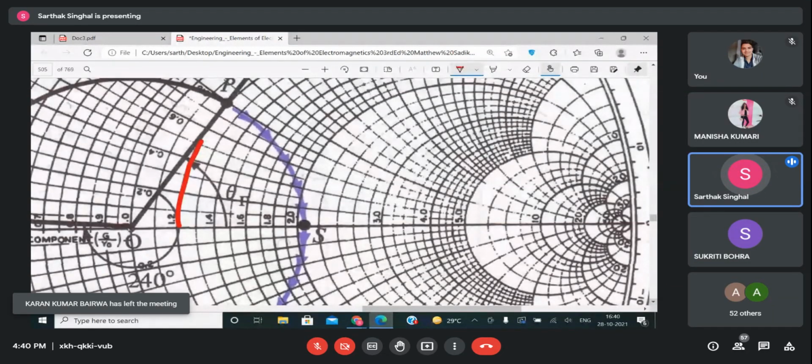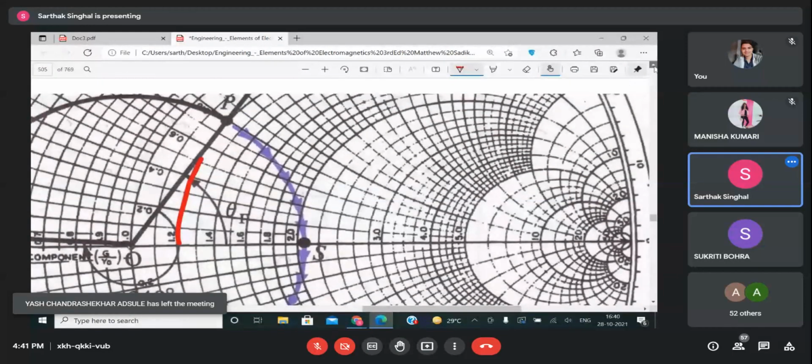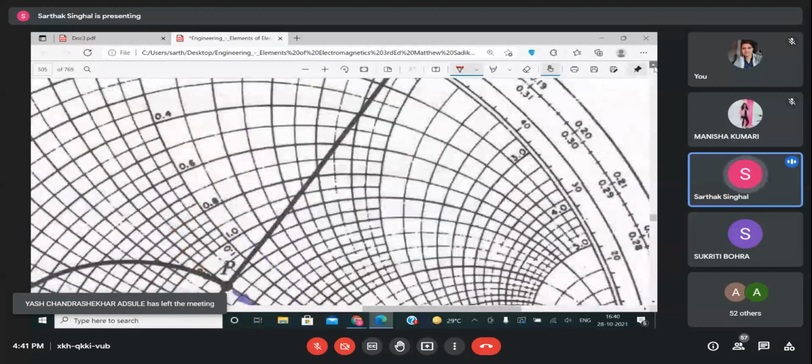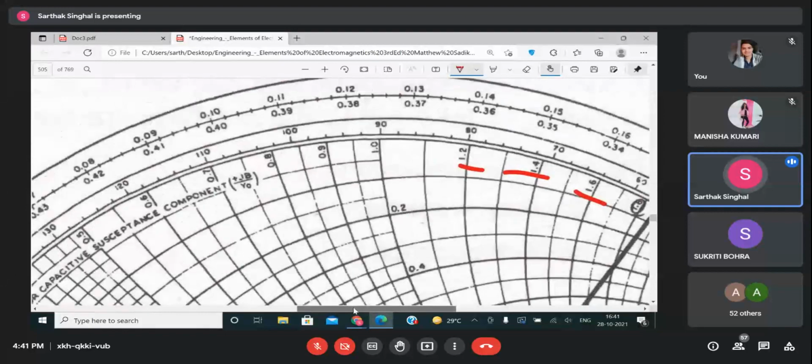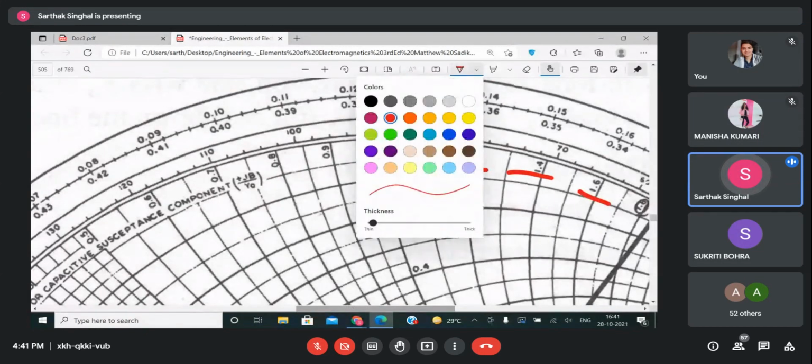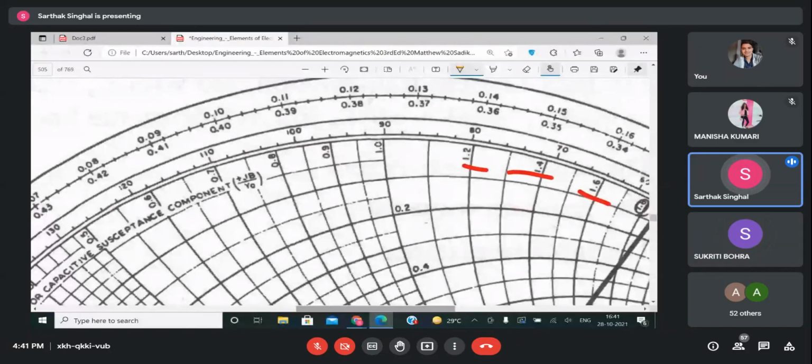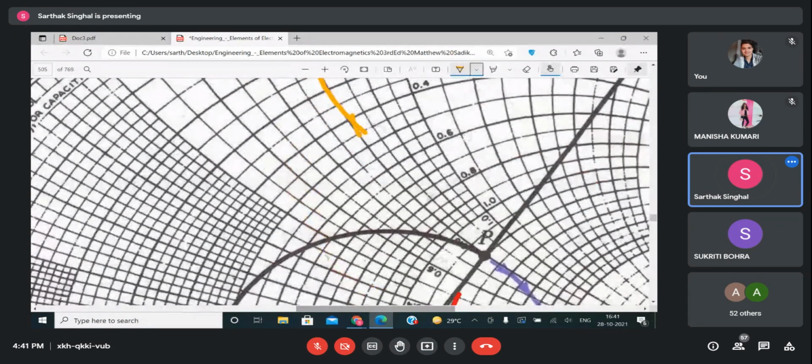Yes, sir. Okay. Now what was the value of X? 0.8. So now we have to find out the value. These values which you are seeing in this portion, what are these? These are the X values. So what is my X value? 0.8, right? So this is the X equal to 0.8 circle.